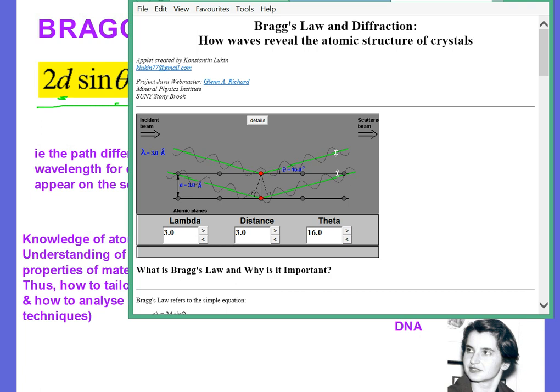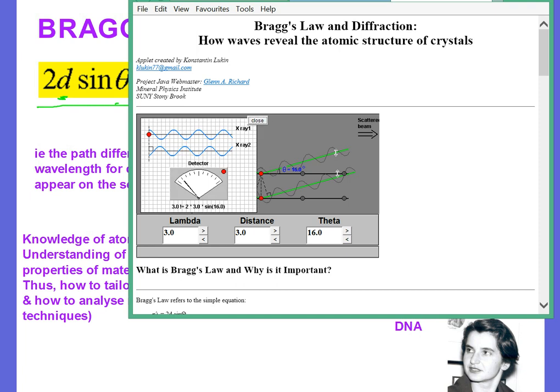Here's some X-rays coming in to some crystal planes, and right now you can see the two waves coming out. They're pretty much not in phase. They're destructively interfering with each other. What we can do is put this up here. If we start changing our angle, we can see that those two waves, as shown on the screen here, depending on the angle, go from being destructively interfering to constructive interference.